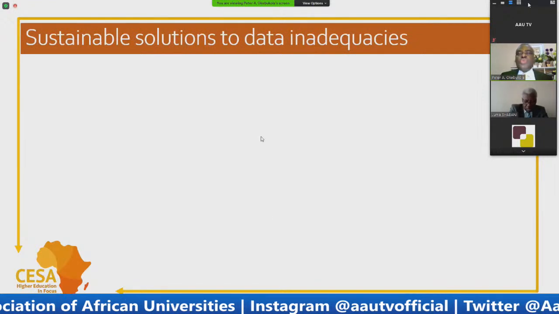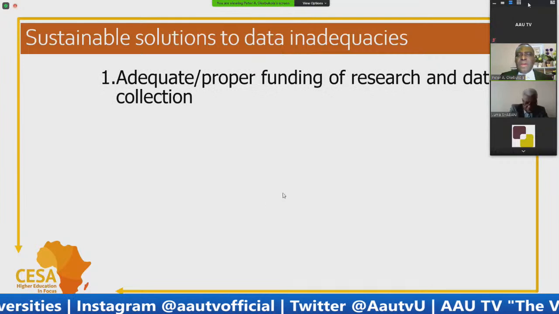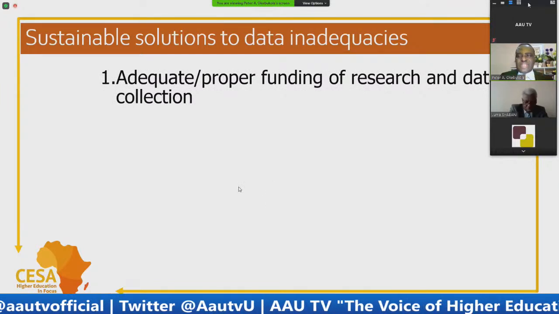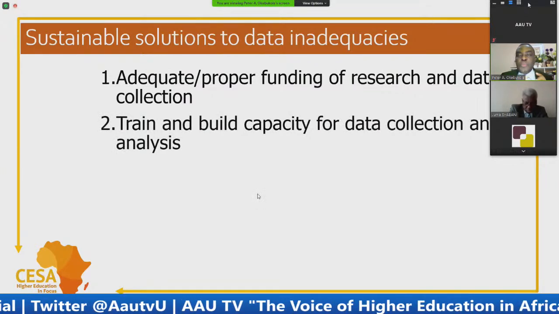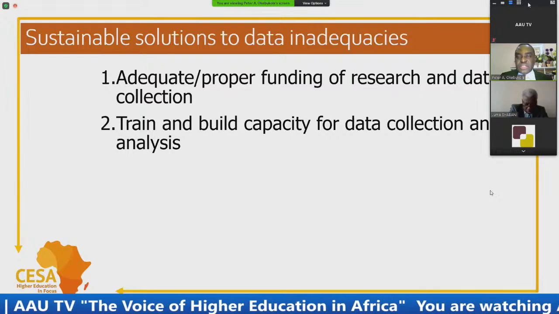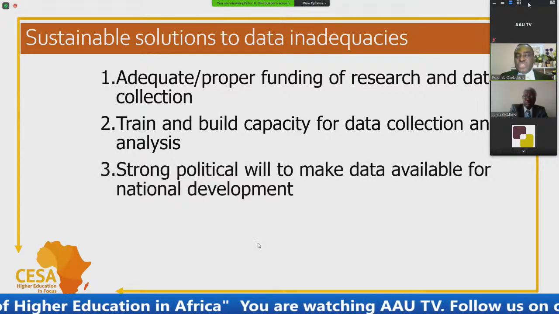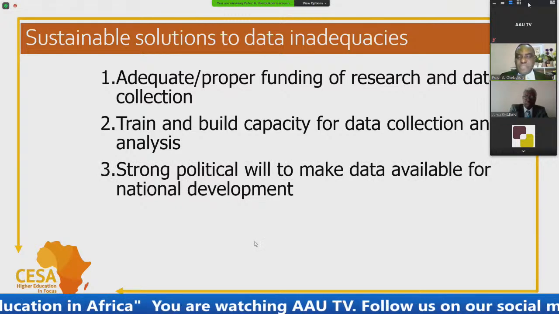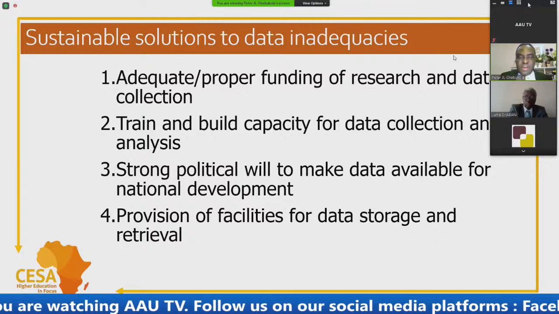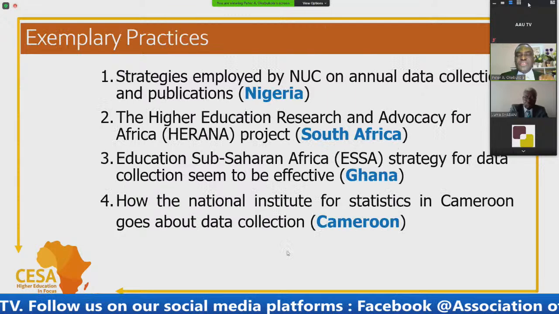Let's go on to the solutions that our respondents proffer. One is that research and data collection should be better funded. Two, we need to build or strengthen the capacity of data collectors and those who will conduct data analysis. We need strong political will to make data available for national development. And the last one here is provision of facilities for data storage and retrieval.